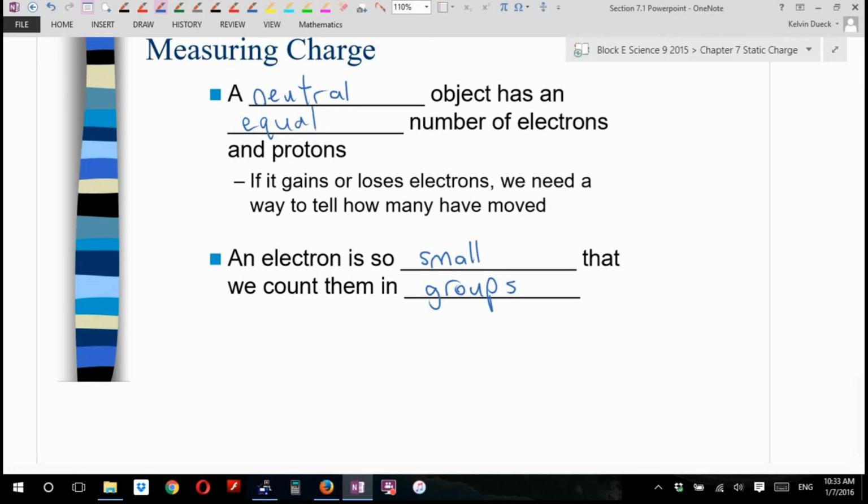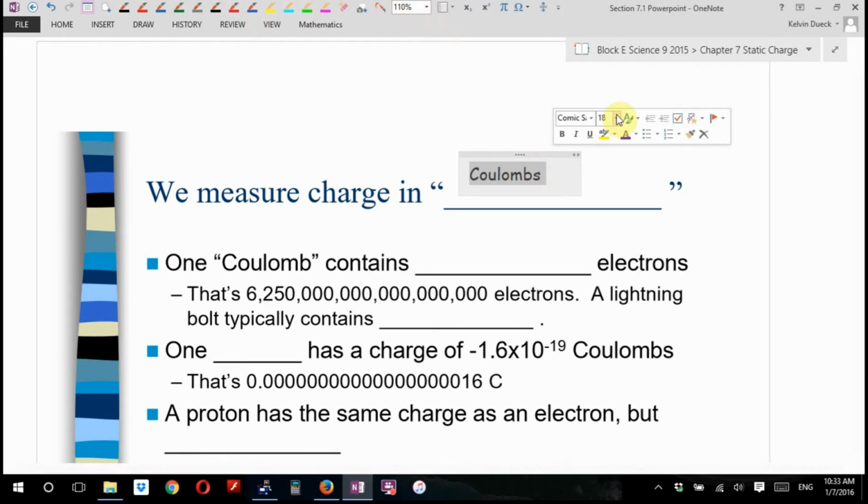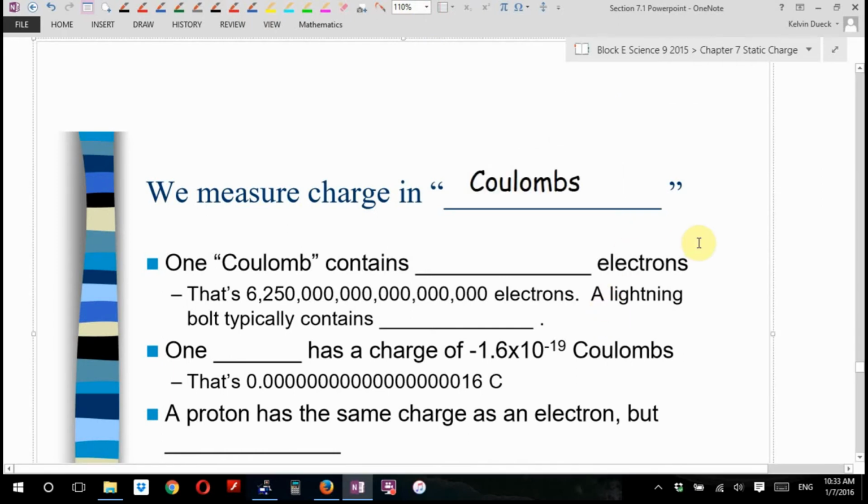We have a unit of charge. The same way as we measure liquid in liters, we have a unit of charge. We measure charge in coulombs. Let me make that bigger. Named after a scientist whose last name was Coulomb. Okay.